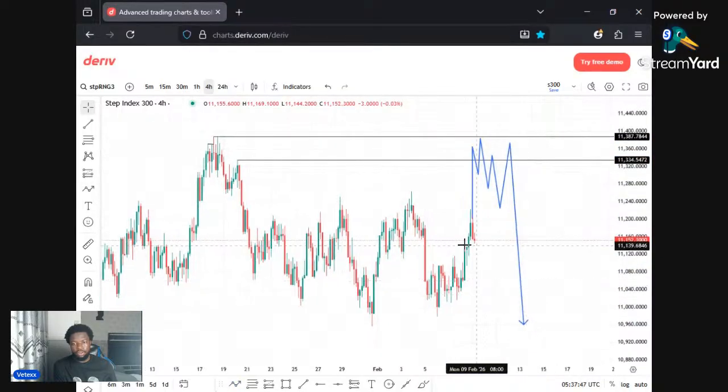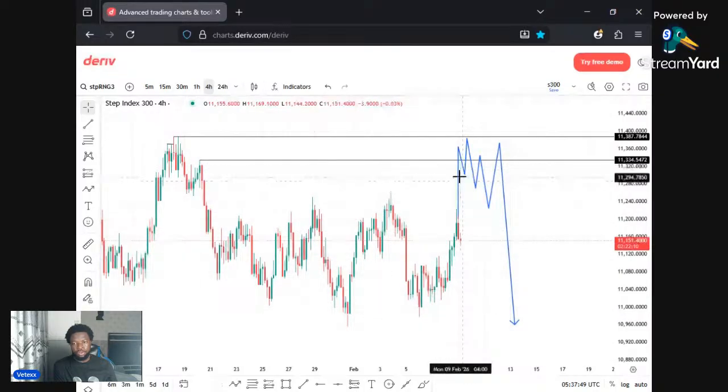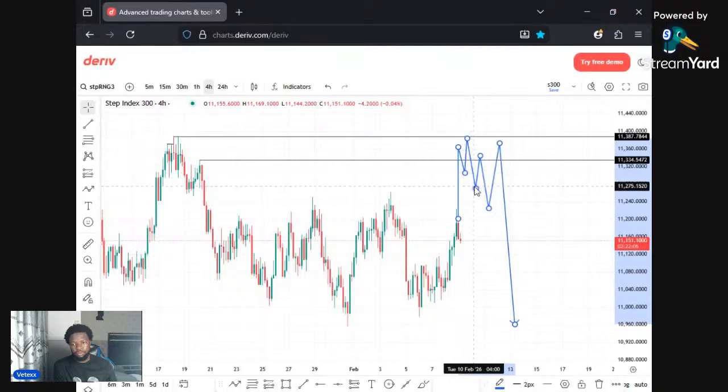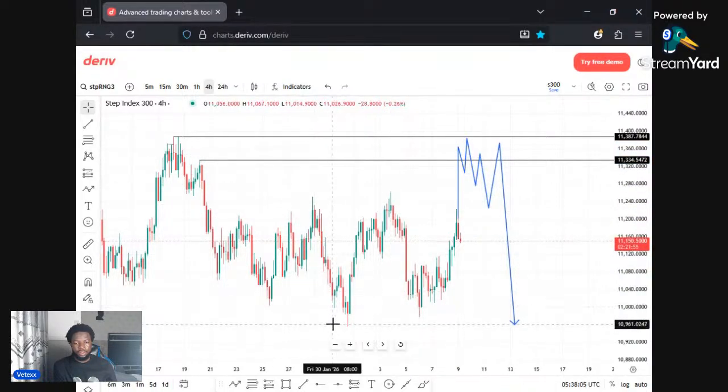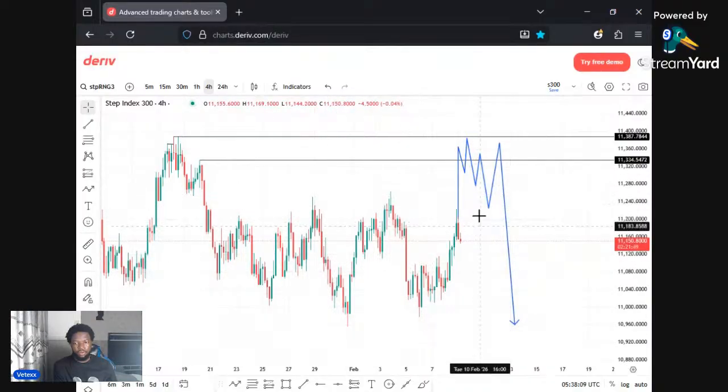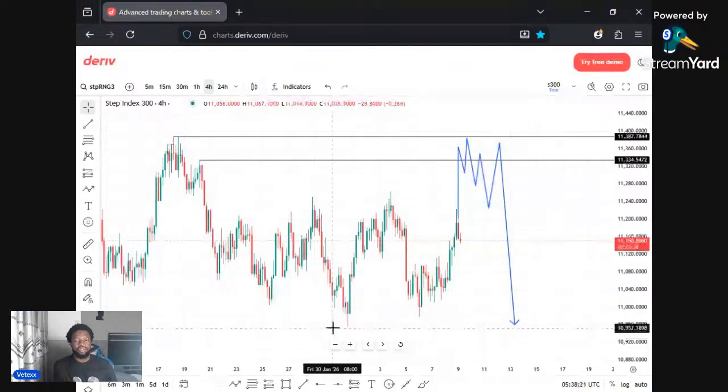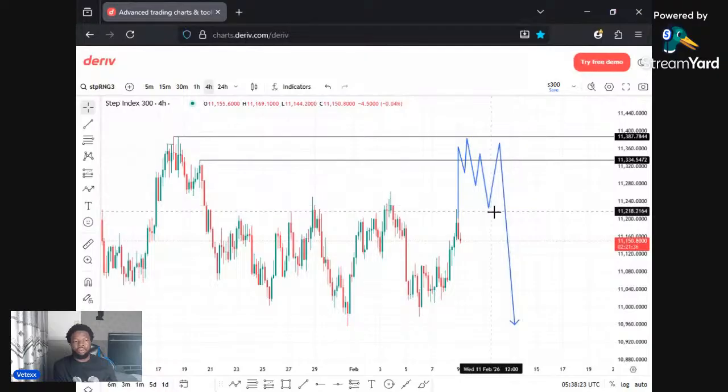So this is what we'll anticipate at the moment on this pair. Hopefully it gives us that, and then we'll ride it. Once price does this, we have a clear direction that price is going to start moving in this direction, and probably hold it until this target is taken out. So this is what we have on Step 300.